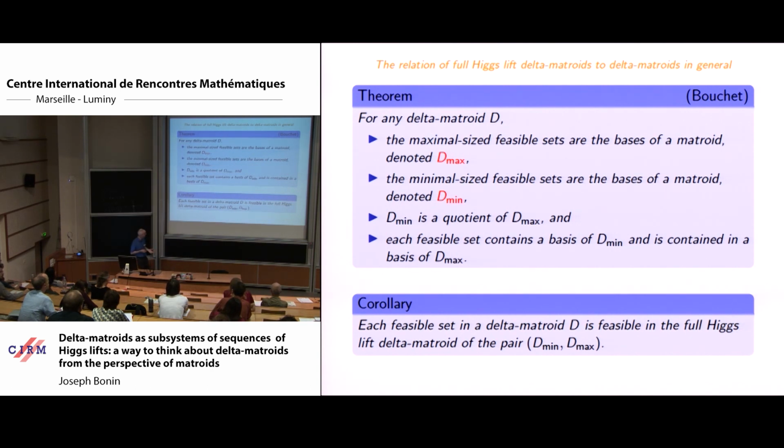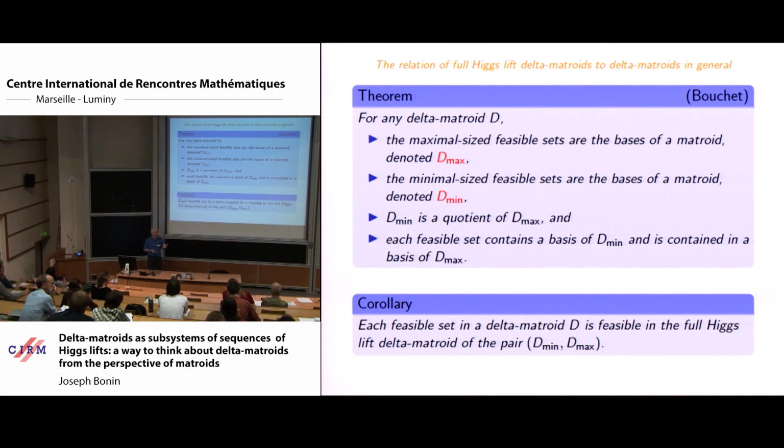Except we don't have all the sets. And that's the whole point, that these Higgs lift delta-matroids provide, to some extent, a universal model for delta-matroids. Any delta-matroid sits inside of this. You've just removed some of the feasible sets. It's sort of like any graph sits inside a complete graph. Right? So that sort of thing. Except with graphs, you don't have to be careful what edges you delete. Here you have to be very careful.